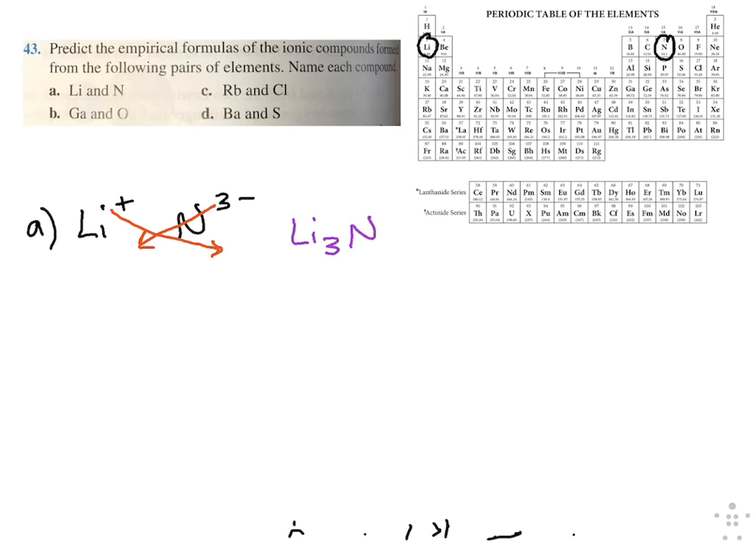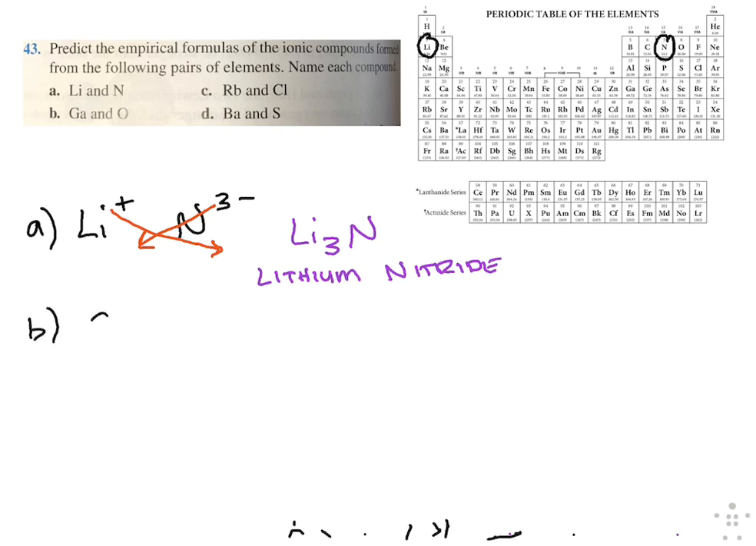Now what do we call this? So you name the first element that you see, and you don't do anything to its name. So lithium is the metal, we call it lithium. But the second element, the anion there, we change its ending to an IDE ending. So nitrogen becomes nitride. So that's how we do A.